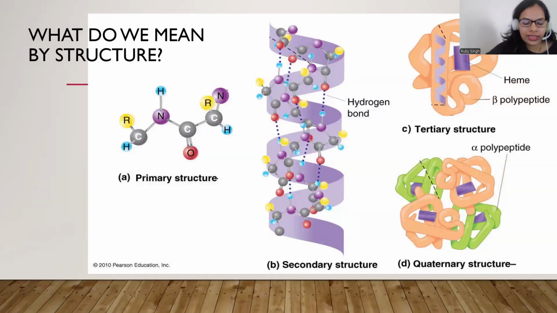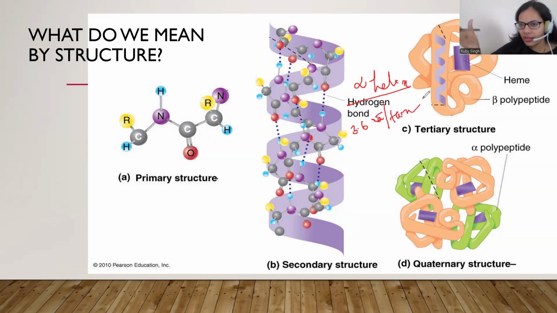Okay, so now let's talk about the secondary structure. When we talk about secondary structure, what comes to our mind? Anyone? So it's all about your alpha helices, right? When you talk about alpha helices, it should come to your mind that it is hydrogen bonded and it has 3.6 amino acid residues per turn. Okay, a quick revision note.